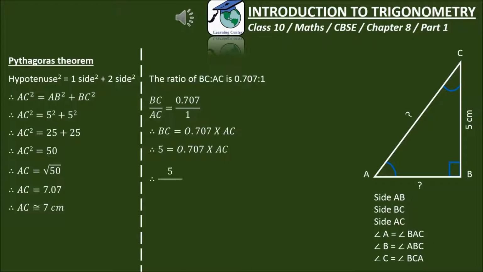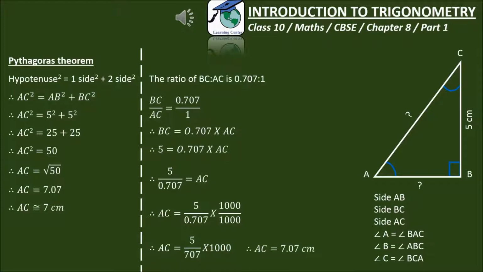Therefore, 5 divided by 0.707 is equal to AC, or we can say AC is equal to 5 divided by 0.707. Now I will multiply and divide by 1000 just to simplify the calculations. Therefore, we have AC upon 707 multiplied by 1000. If I now calculate AC, I will get AC as 7.07 centimeter, which is again approximately equal to 7 centimeter. So with the help of this ratio, I have found the value of AC as 7 centimeter.